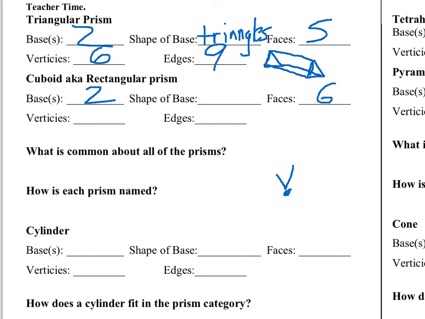What are the shapes of the bases? Rebecca? They're rectangles. So they look like squares. They might actually be squares. But just to make sure, since we haven't measured them, we're going to call them rectangles.